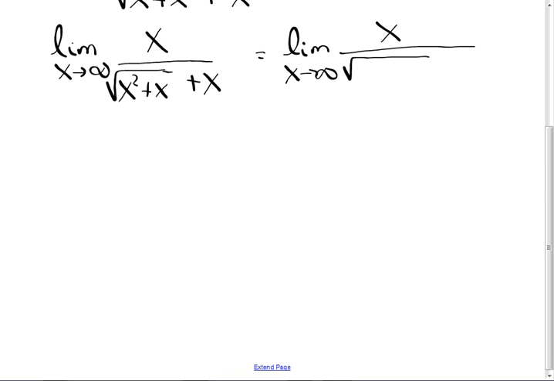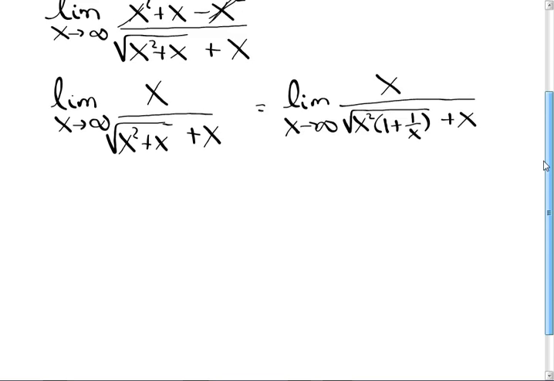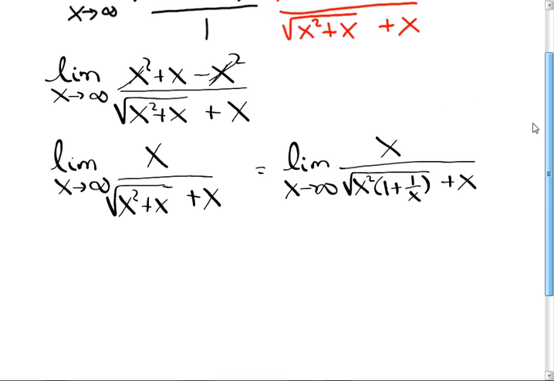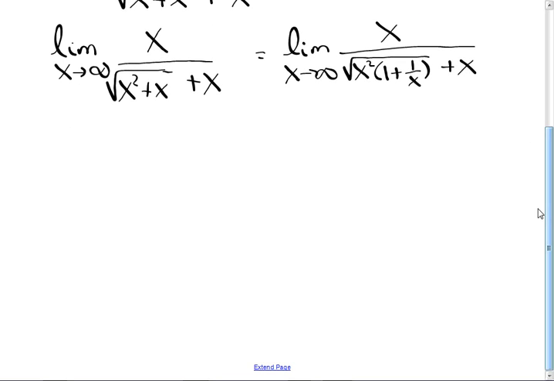Isn't this the same as this? Plus 1 over x. Okay, Eric, is that the same? Because what happens to x squared? Why would I do that? Because then let's follow through on my thinking here. This is x. What's the square root of this?